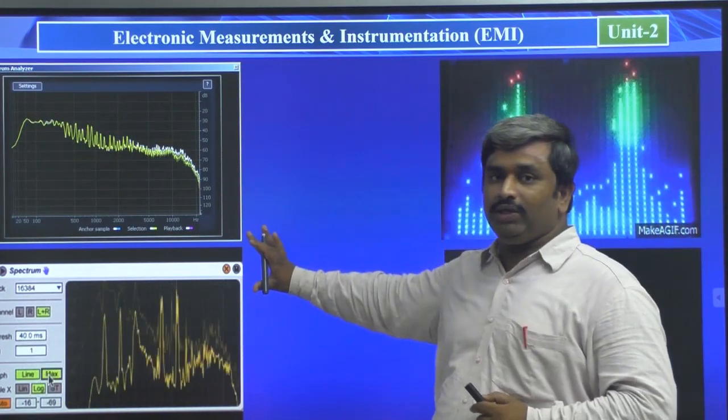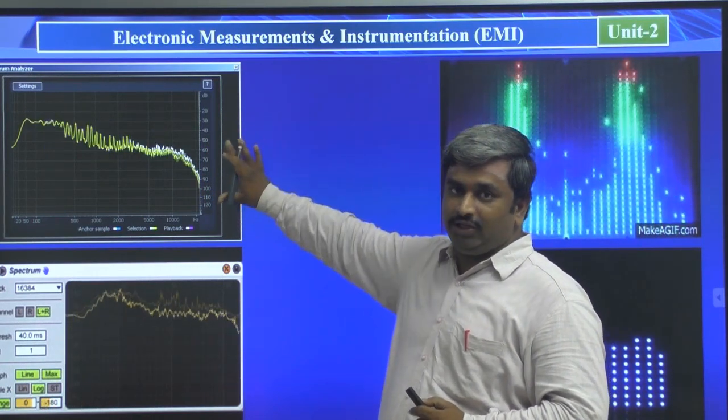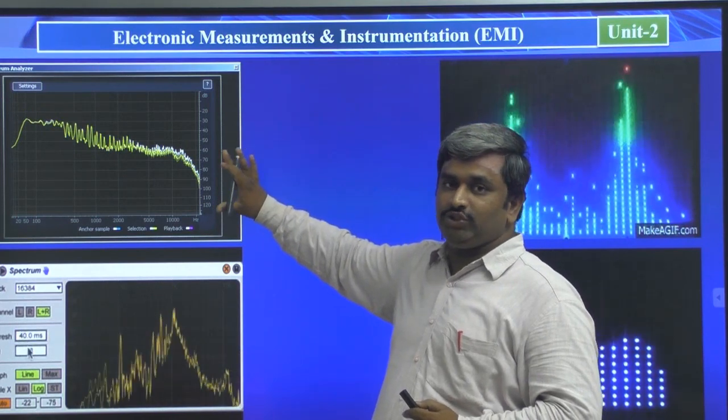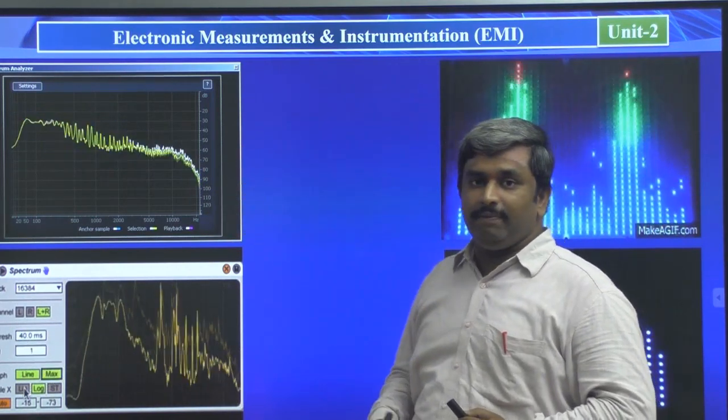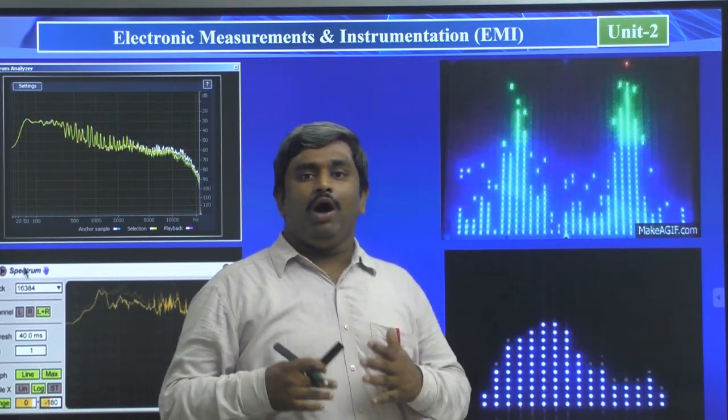So finally, what we can say is that we can see the signal behavior or its magnitude in the y direction, and we can see its frequency information on the x-axis. This is the major purpose of the spectrum analyzer. The spectrum analyzer has a lot of applications.